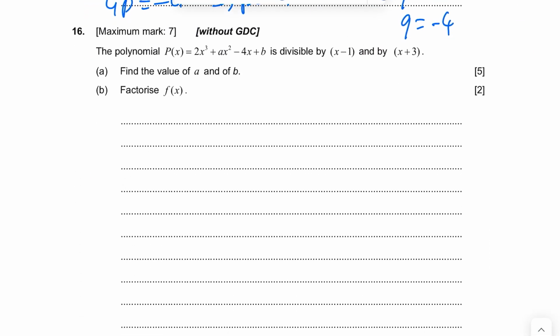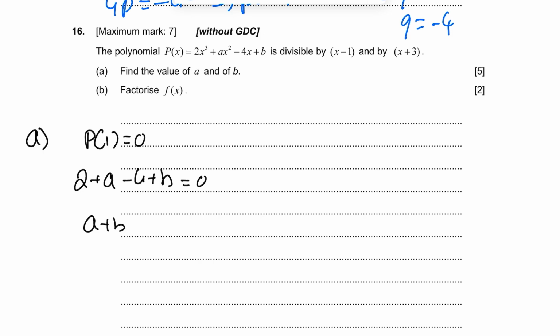Question number 16. The polynomial p of x is divisible by x minus 1 and x plus 3. Find the values of a and b. If it is divisible by x minus 1, p of 1 should be equal to 0. So it becomes 2 plus a minus 4 plus b equals 0. So a plus b should be equal to 2.